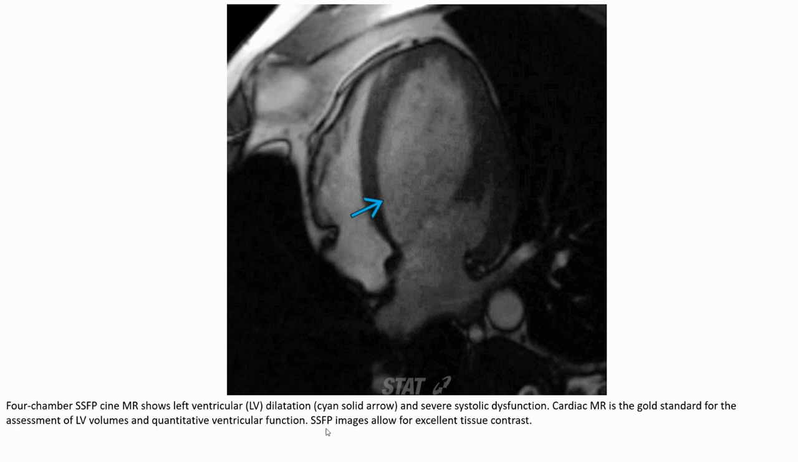Cardiac MRI shows left ventricle dilatation and severe systolic dysfunction. Cardiac MRI is the gold standard for the assessment of left ventricle volume and quantitative ventricular function. SSFP images allow for excellent tissue contrast.